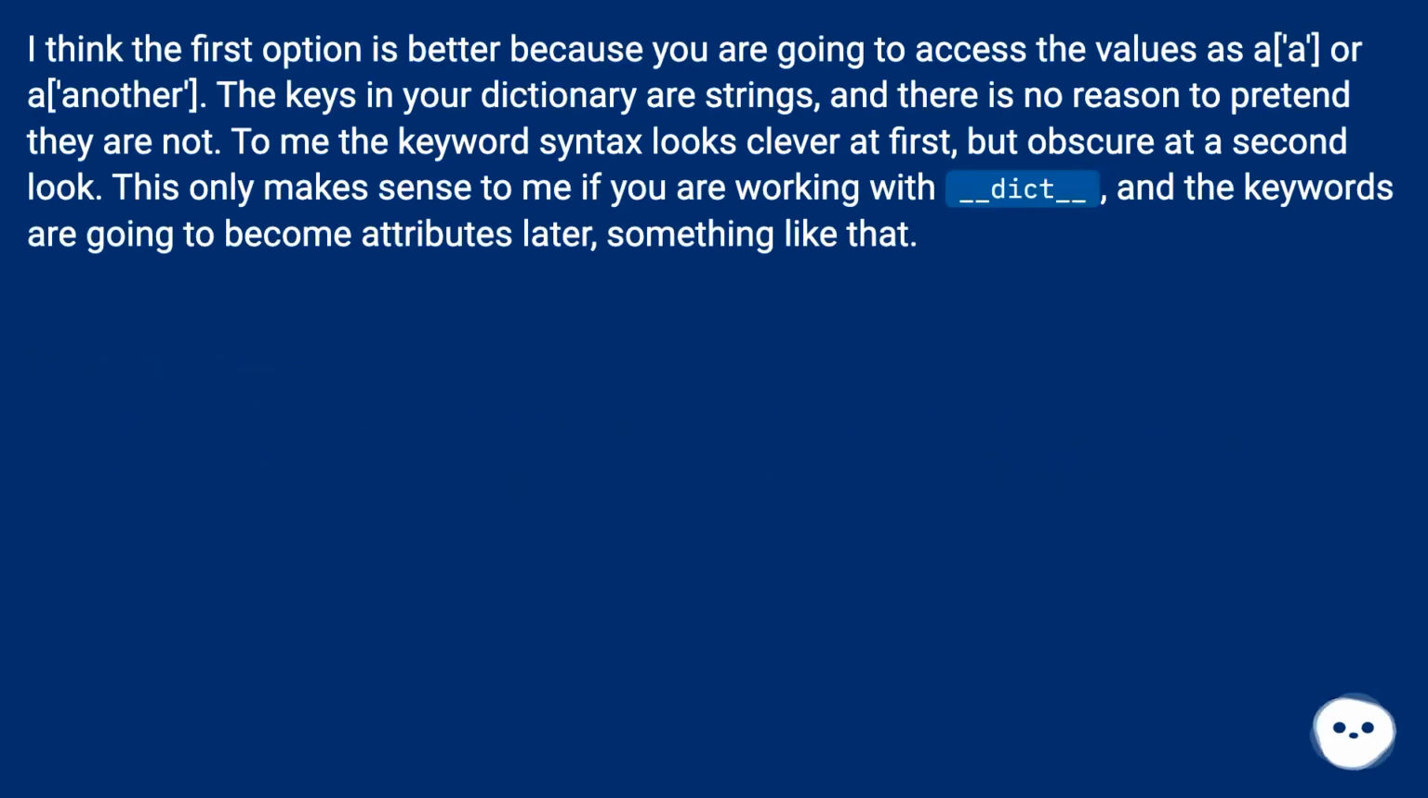I think the first option is better because you are going to access the values as d['key'] or another way. The keys in your dictionary are strings, and there is no reason to pretend they are not. To me the keyword syntax looks clever at first, but obscure at a second look. This only makes sense to me if you are working with __dict__, and the keywords are going to become attributes later, something like that.